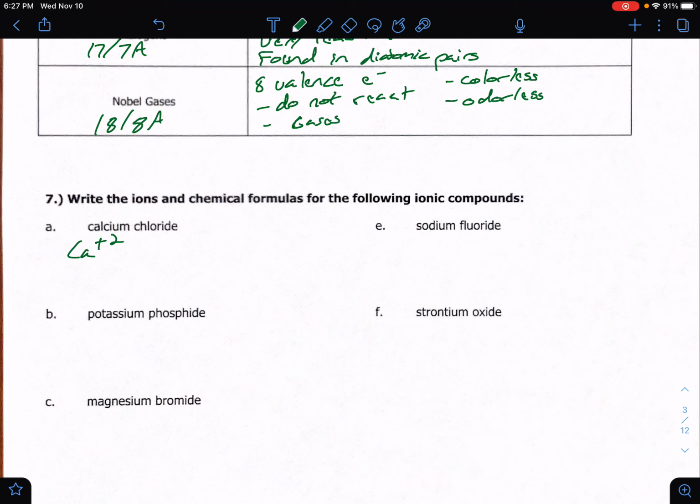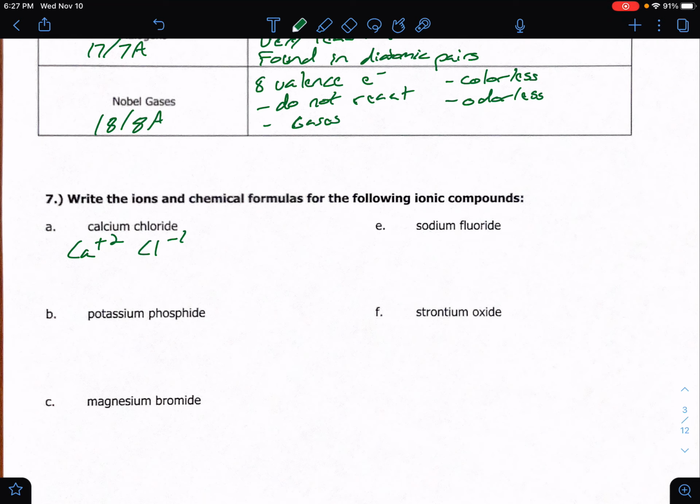Now chlorine is going to be in group 7A, which is going to give you Cl with a -1 charge. You don't have to put a 1 there, but you can if you want. Now I'm going to put those together in a formula. I need to see, are they balanced? They are not. I have a +2 and a -1, so that is not balanced.